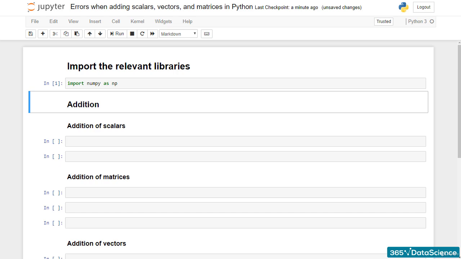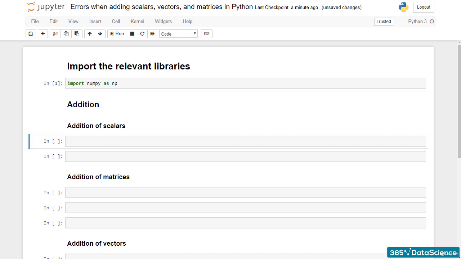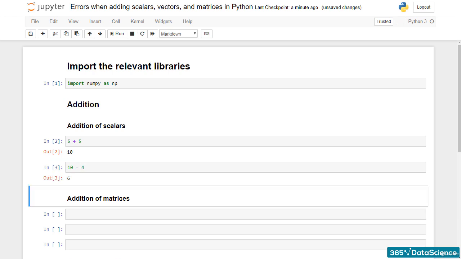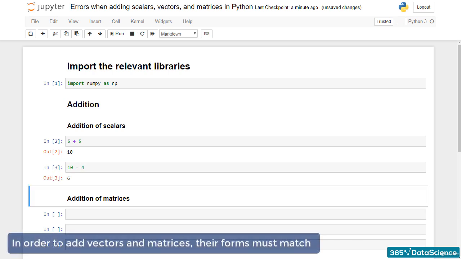Let's talk a bit more about scalars. Scalars are more peculiar than higher dimension objects because they are single numbers. We didn't talk about it, but you know very well how to add two scalars together, right? 5 plus 5 equals 10. 10 minus 4 equals 6. No biggie. You also know that in order to add vectors and matrices together, their forms must match.